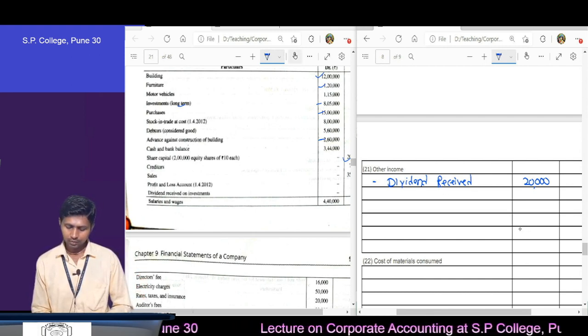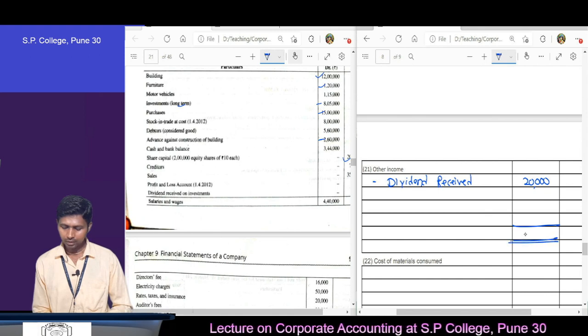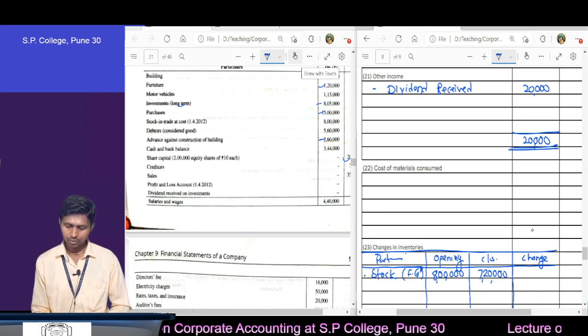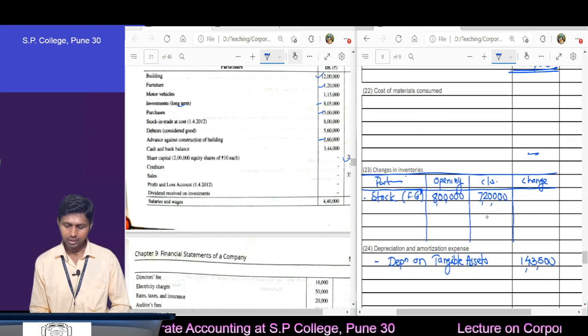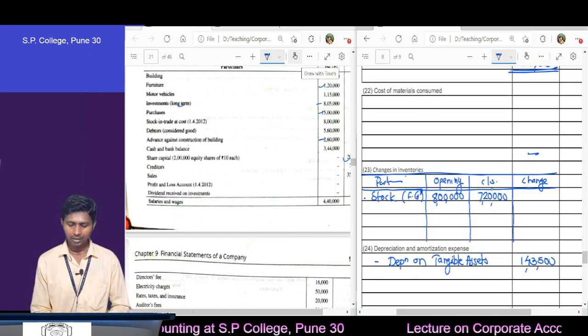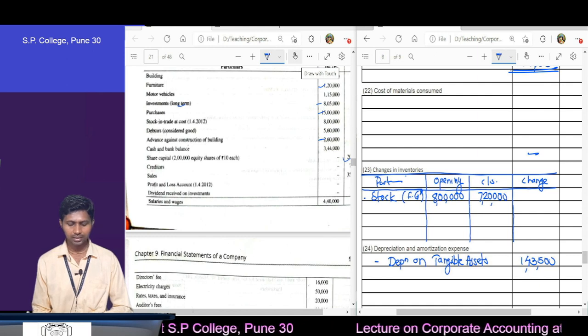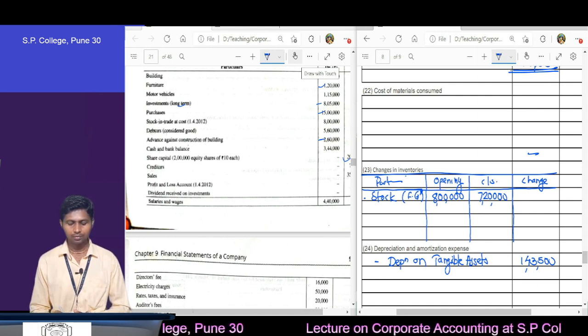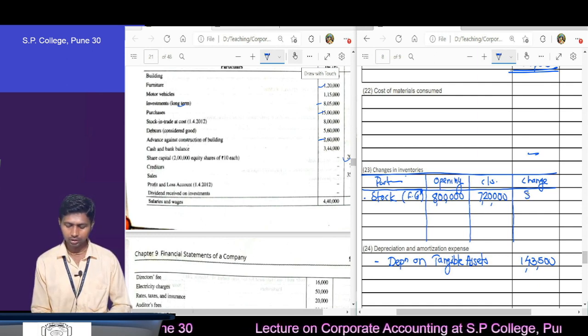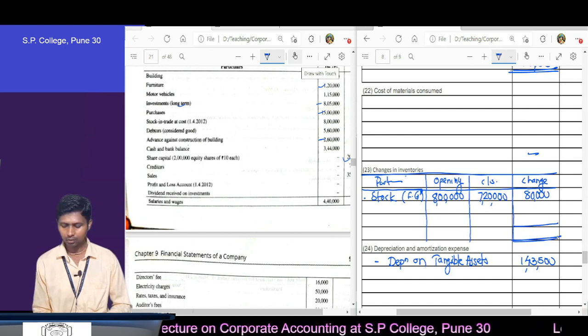And dividend received, here only one amount. Total is very simple, 20,000. Cost of material consumed, dash. Then change. Change means what? Opening minus closing. First the opening column, then after that the second closing column we have here. Therefore opening minus closing, that is the change. And logically also, I think I have explained to you in the regular class.